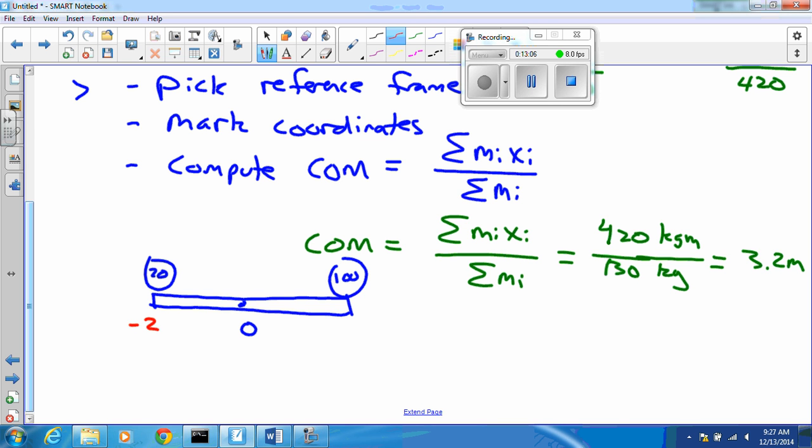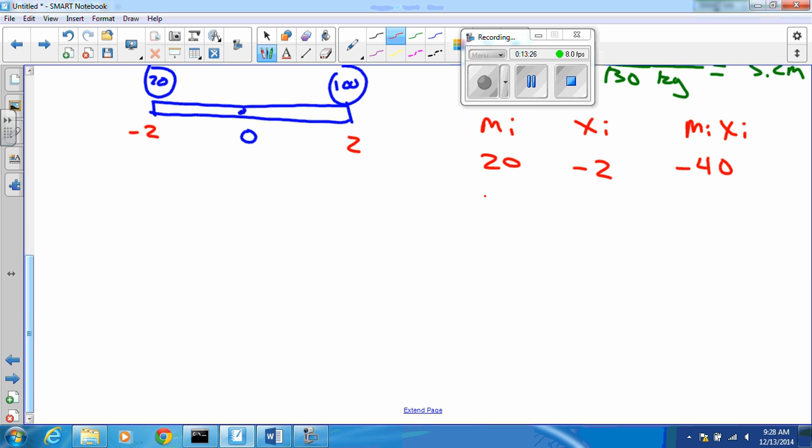Welcome back. So hopefully, having picked a 0 right here, you then marked up coordinates. The girl is at -2. The father is at +2. And if we do the same table format that we did before, the girl is at -2 here.